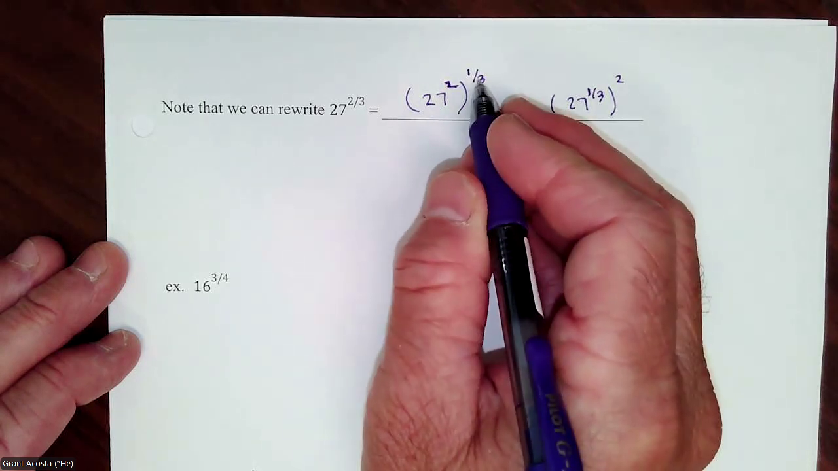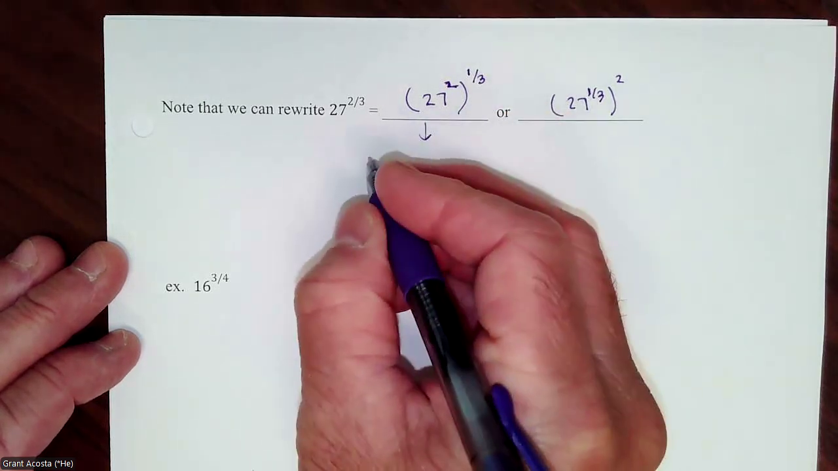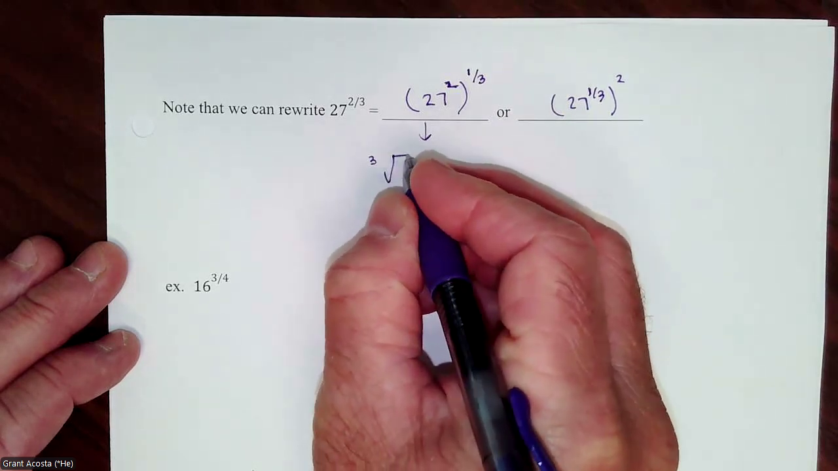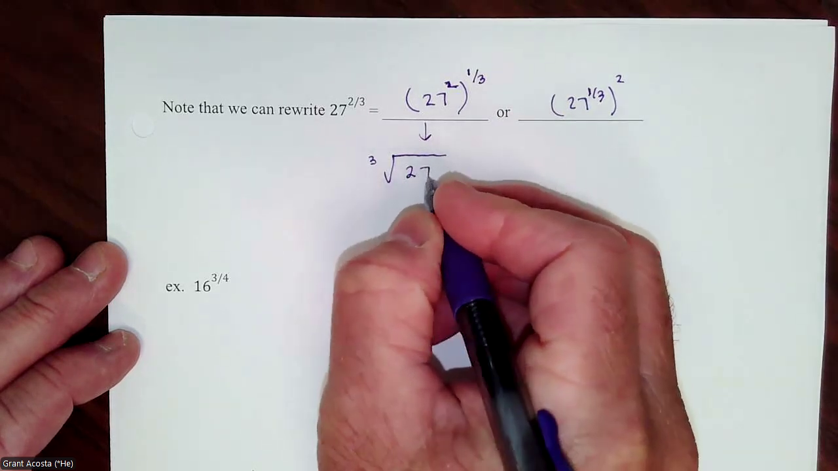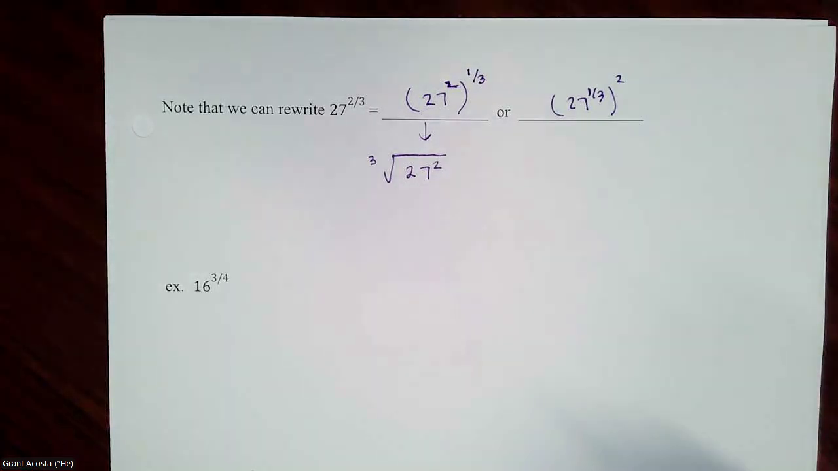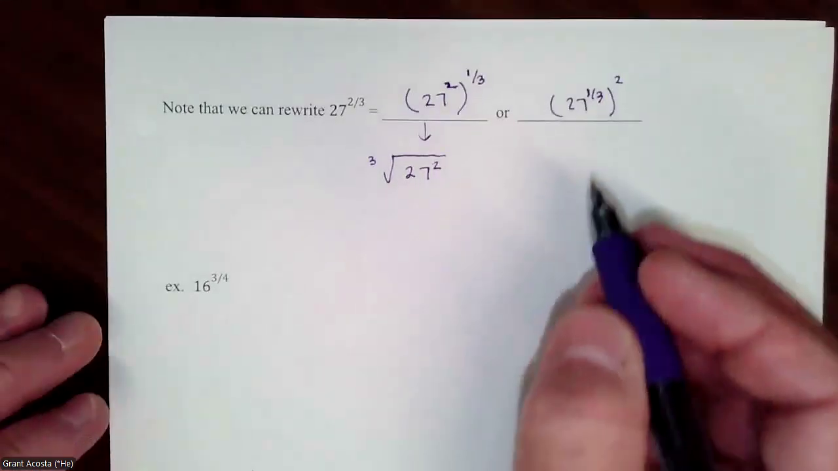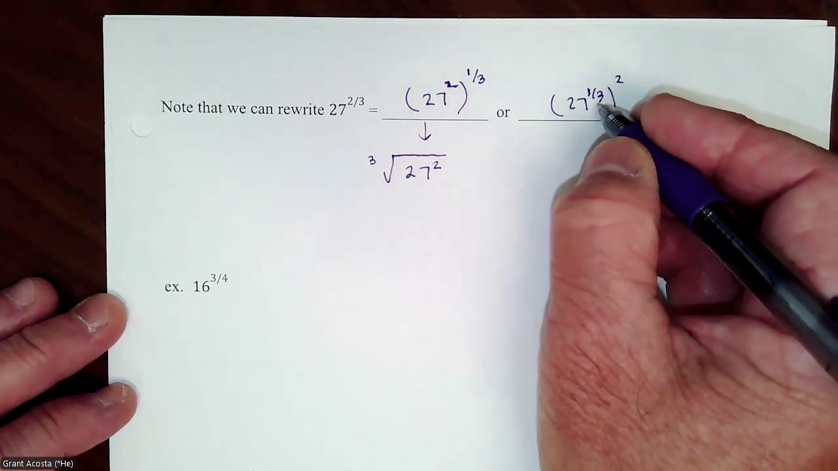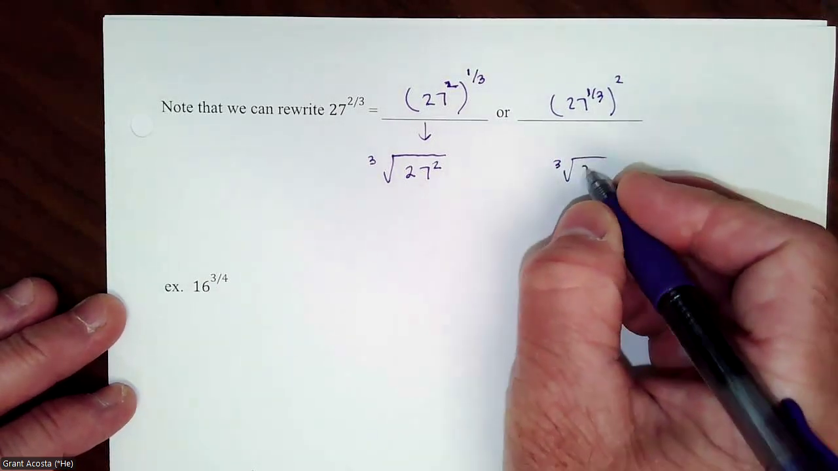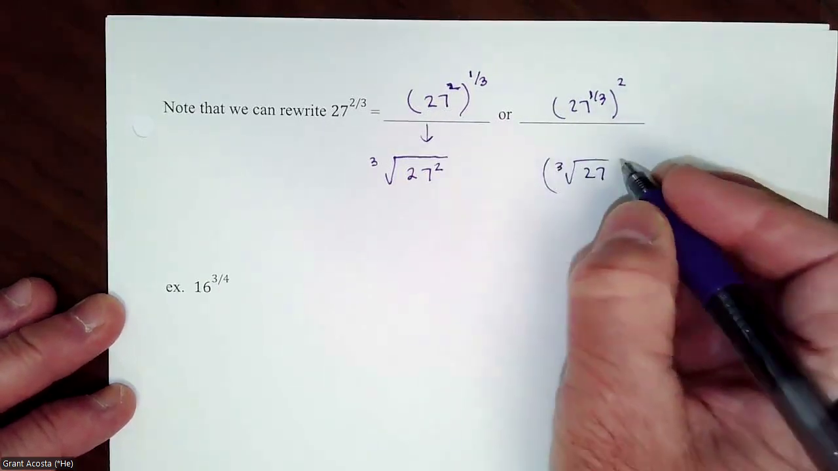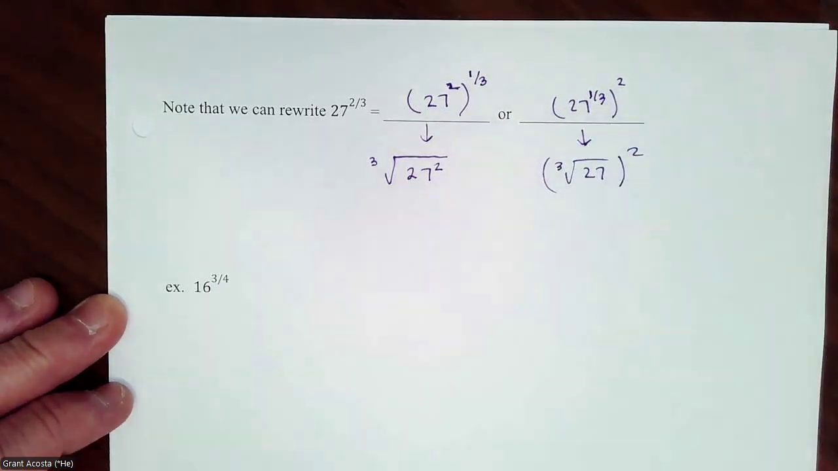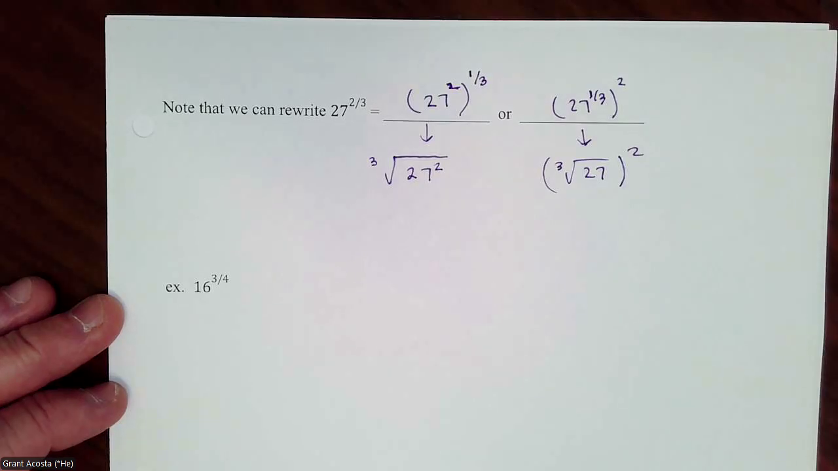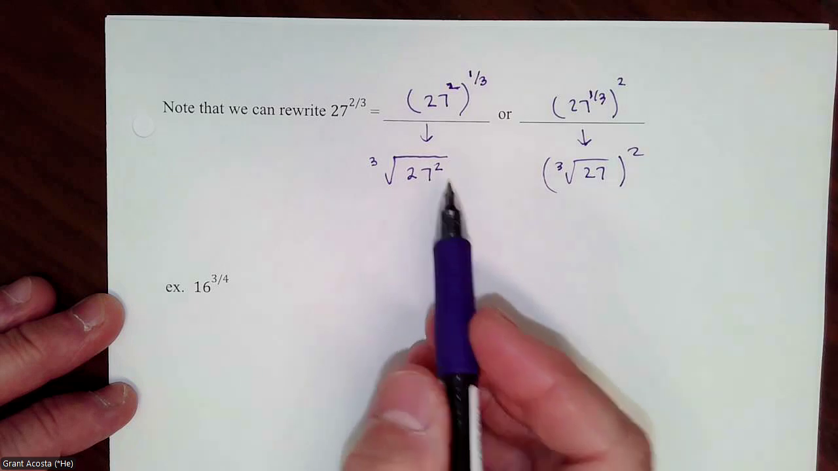We know now something to the 1/3 means I would take the cube root of what's inside. So this would be the cube root of 27 squared, or this way would be taking the cube root of 27 and then squaring the answer. So can you see which one would be easier to do without a calculator? Hopefully this is an easy call.